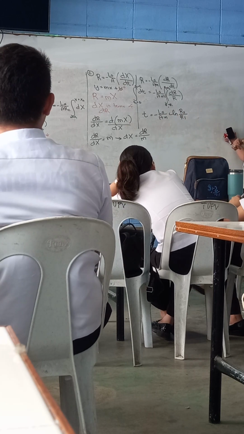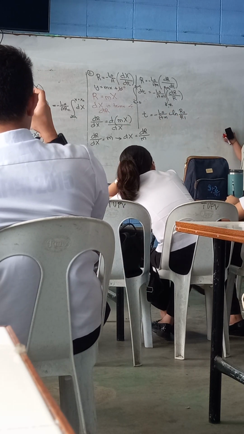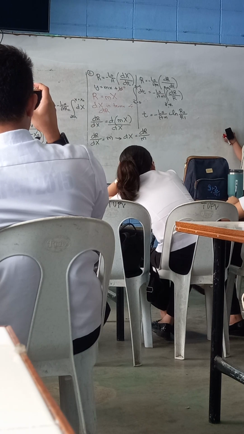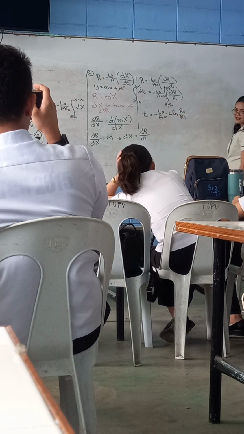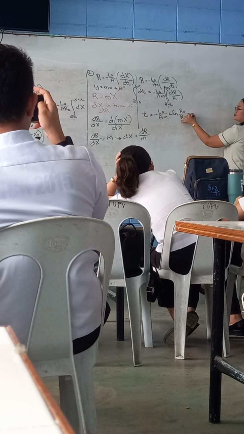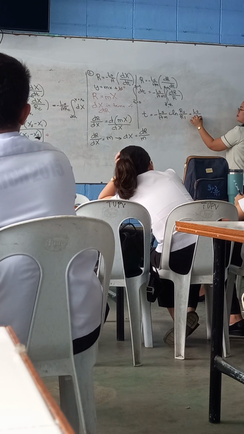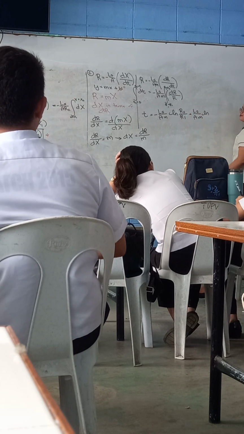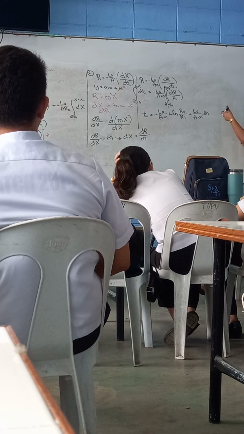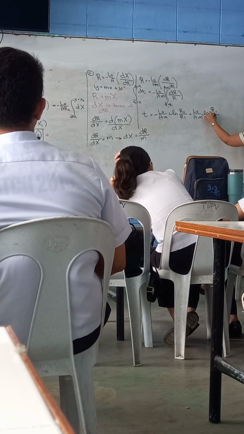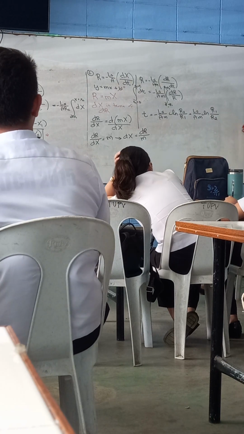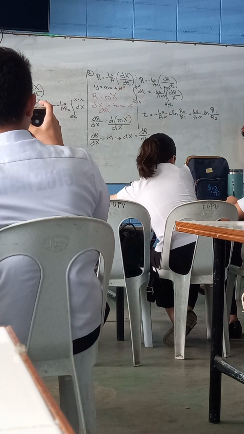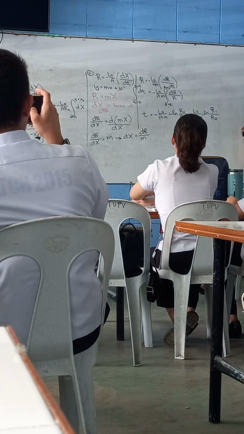May formula na niya. ln R2 over R1. If i-distribute yung negative sign, there is an ln of R2 over R1. So this will be ln R1. Diba? Okay na?